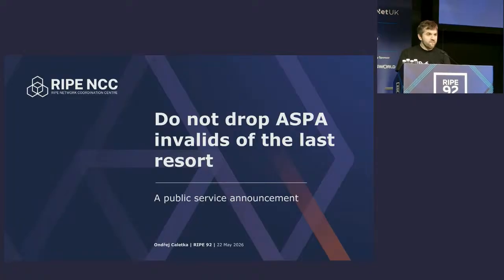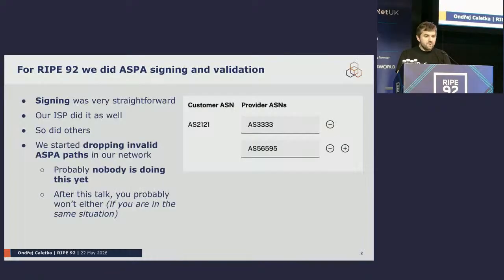Let's continue this week of ASPA. We started on Monday with the ASPA working group, and now we have ASPA closing. I'm going to give a public service announcement about what we did this week at the RIPE meeting, which probably was not a good idea. For RIPE 92, we did ASPA signing and validation, because ASPA is the new kid on the RPKI block. So we were very eager to try it.